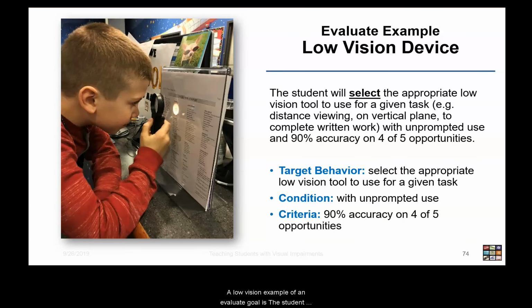A low vision example for an evaluate goal is the student will select the appropriate low vision tool to use for a given task. For example, distance viewing, on a vertical plane, or to complete written work, with unprompted use and 90% accuracy on 4 of 5 opportunities. In this goal, the target behavior is select the appropriate low vision tool to use for a given task. The condition is with unprompted use, and the criteria is 90% accuracy on 4 of 5 opportunities.